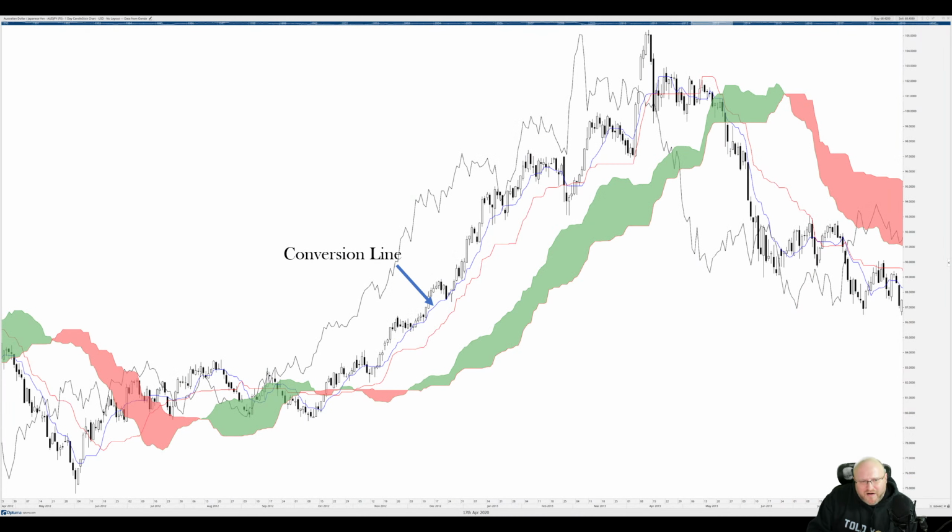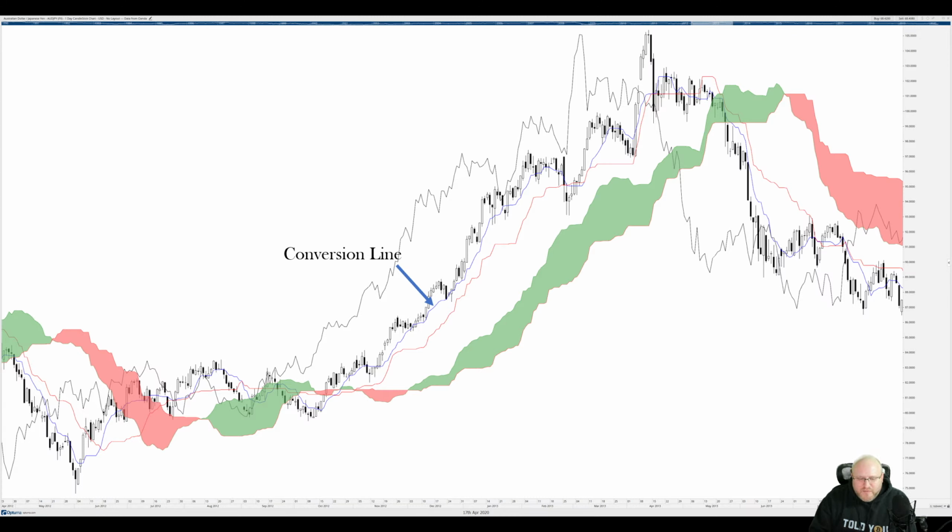The most important part of the conversion line isn't so much it being a level of support and resistance. It's the momentum indicator of the Ichimoku system. That momentum is established by the slope or the angle of the conversion line. So I think the best way to look at the conversion line is as a short-term level of equilibrium, but most importantly, as a measure of momentum.